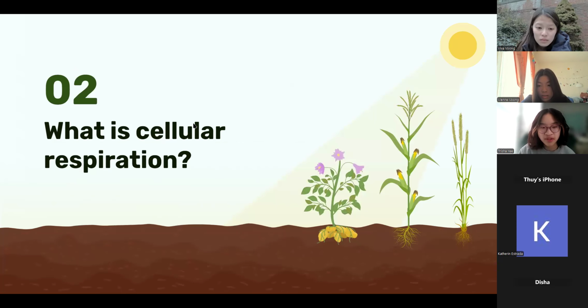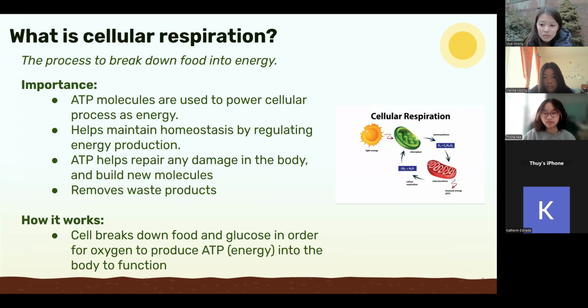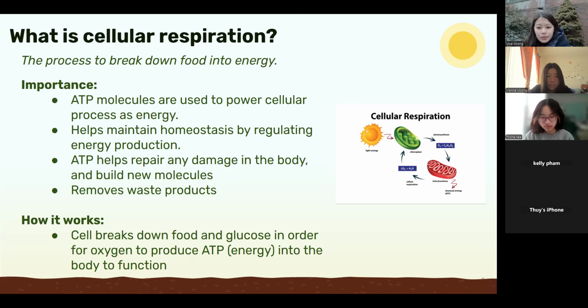All right, next is what is cellular respiration? So cellular respiration is the process to break down food into energy. They are important because ATP molecules are used to power cellular processes as energy. It helps maintain homeostasis by regulating energy production. ATP helps repair any damage in the body and build new molecules. It helps to remove waste products from our body.